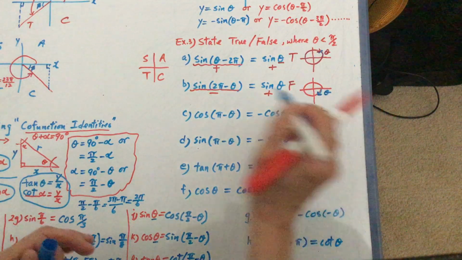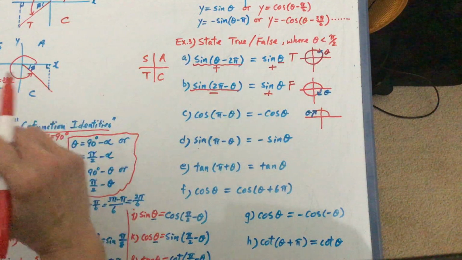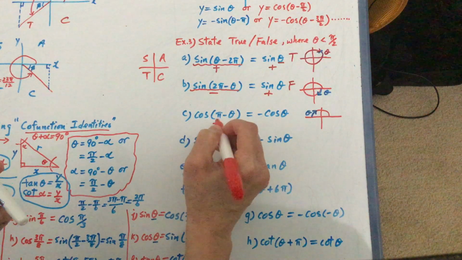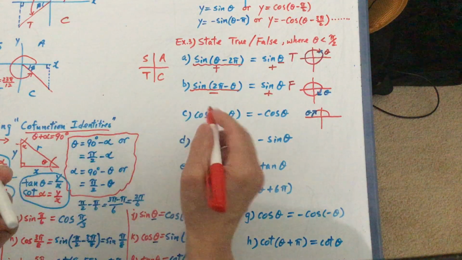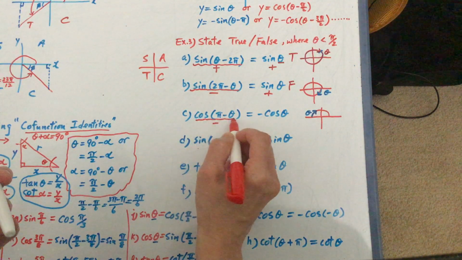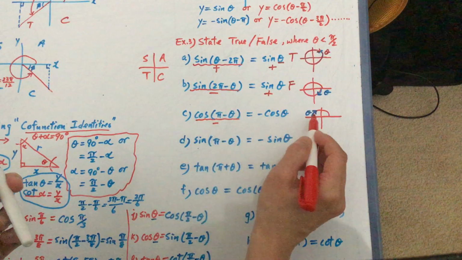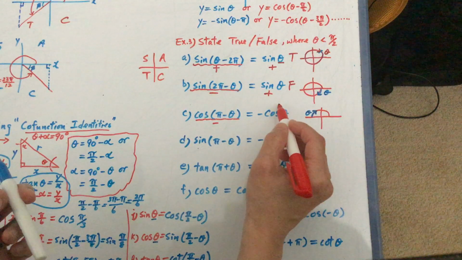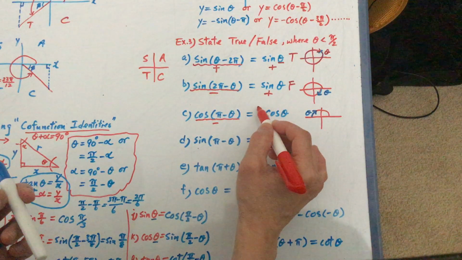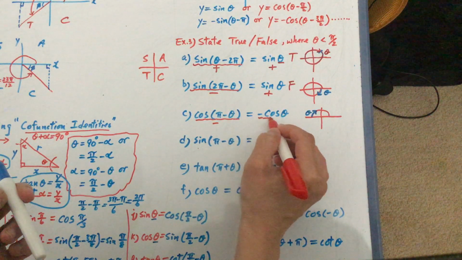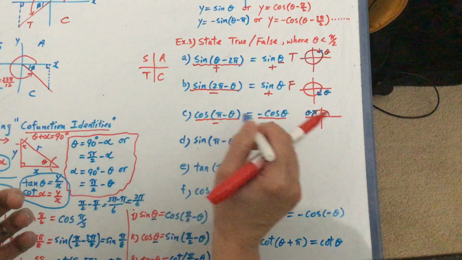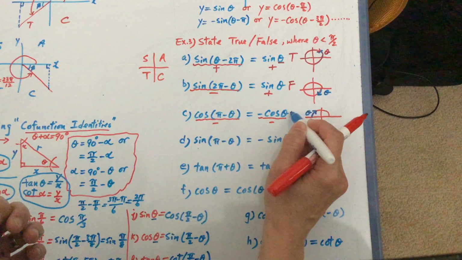In quadrant 2, if you look at the CAS rule, I have cosine as negative. So cos of pi minus theta, I'm going to get negative. But cos theta is positive, and positive with a negative, you're going to get negative. So a negative should equal a negative, so this one is true.